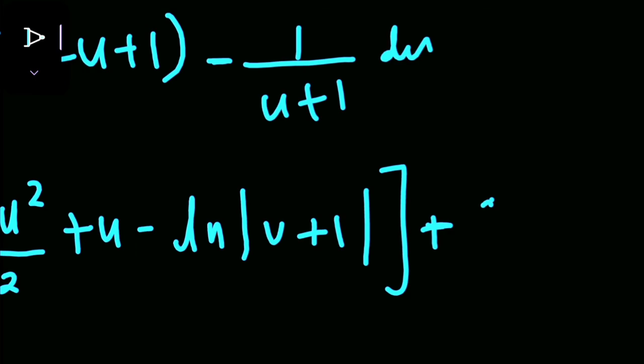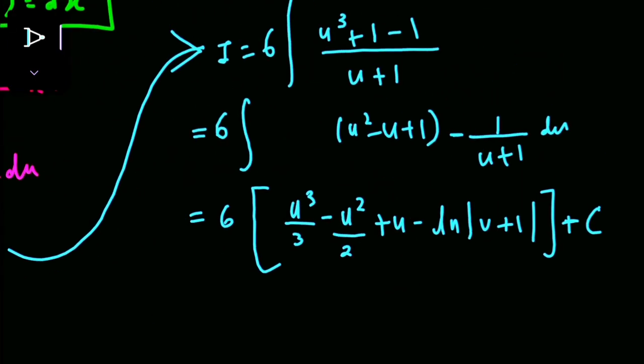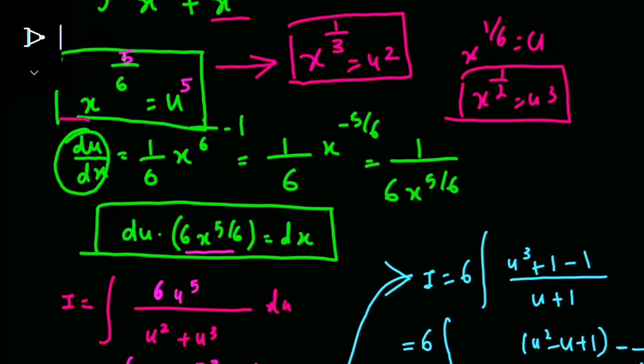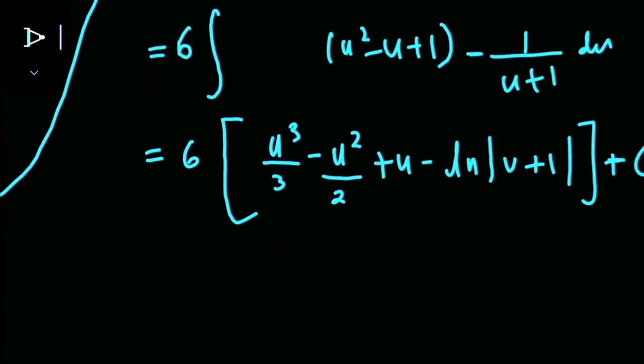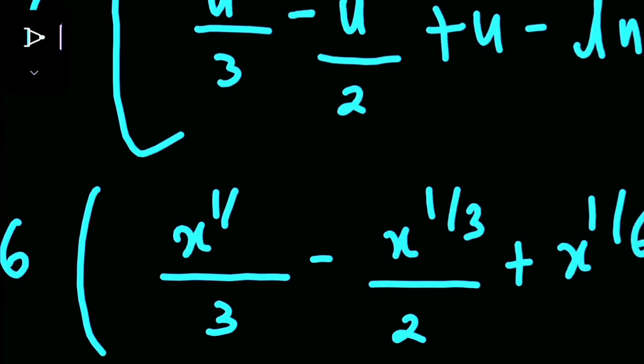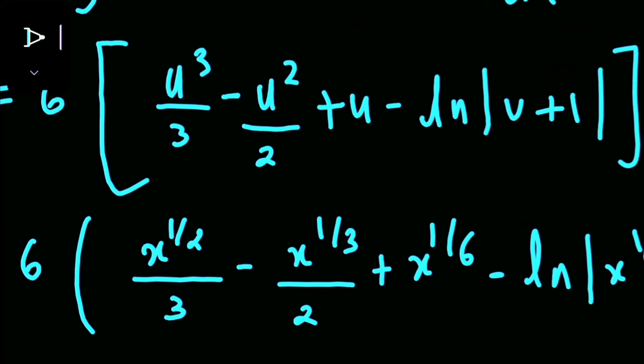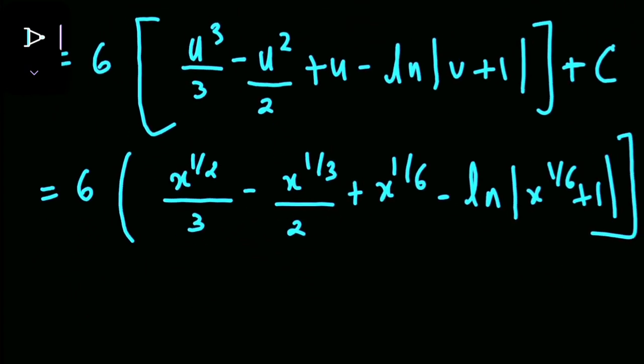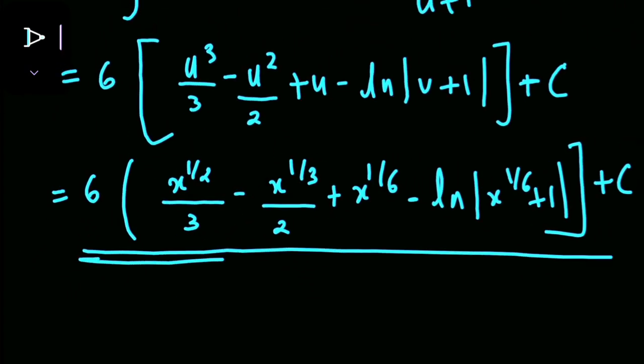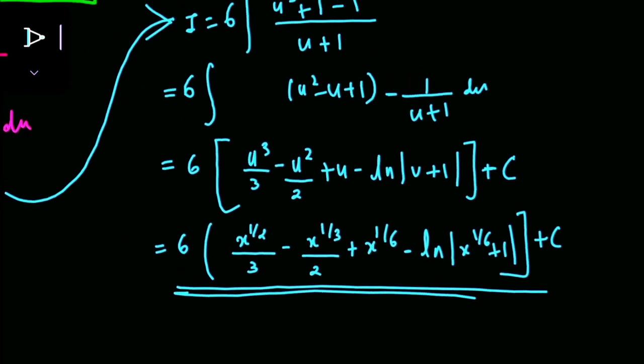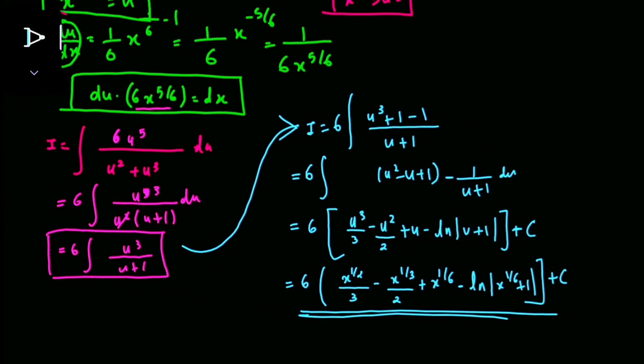But at the last step, because u was considered as x to the power 1 by 6, I have to put that over here. So x to the power 1 by 2 minus x to the power 1 by 3 plus x to the power 1 by 6 minus the natural log of x to the power 1 by 6 plus 1, and all of this multiplied with this 6 and added the constant c, and that's a beautiful solution.